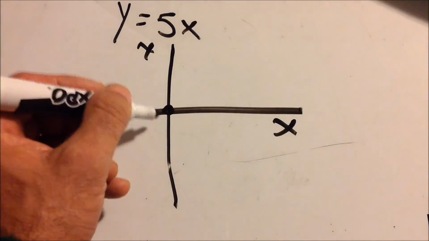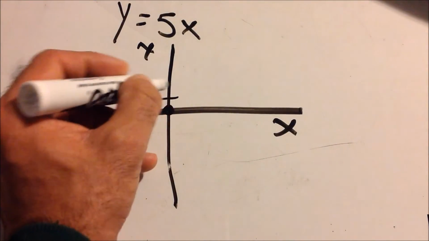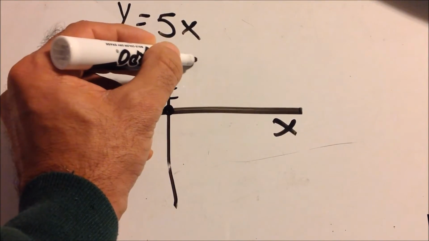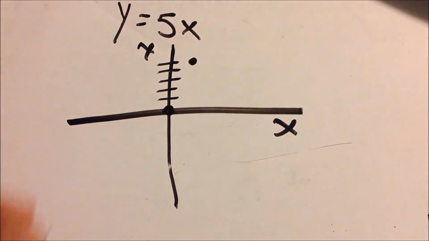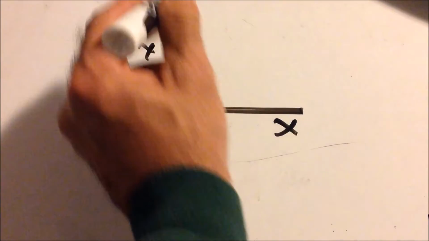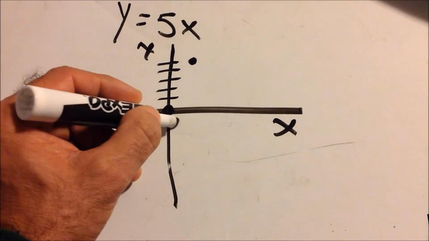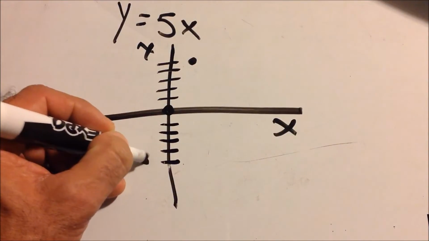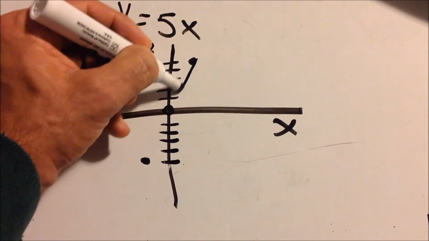So from 0, the slope is saying go up 5. 1, 2, 3, 4, 5. Go up 5 over 1. And we're doing that all the time. Up 5 over 1. Or we can go down 5 and over 1 the other way. So there is our rough sketch.